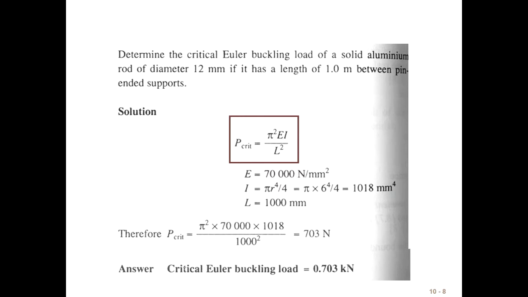Yeah, so the second moment of area is pi r to the 4 divided by 4. And if you put all of these units in, you've got newtons over millimeter squared, and then for the I, you've got millimeters to the 4, and you've got your L squared, so that means you've got millimeters squared underneath. All of the millimeters cancel out, and you end up with your force. And our force is 703 newtons. So, very simple example to introduce us to the Euler formula.